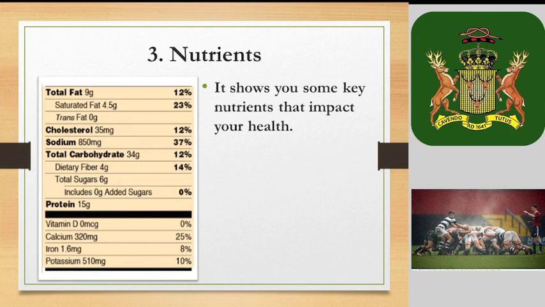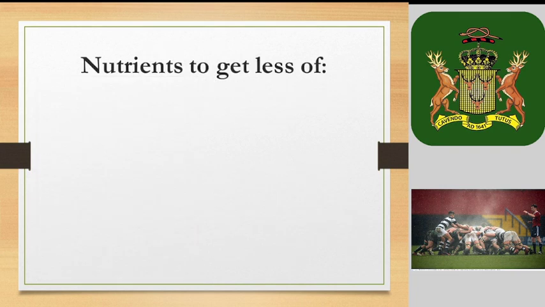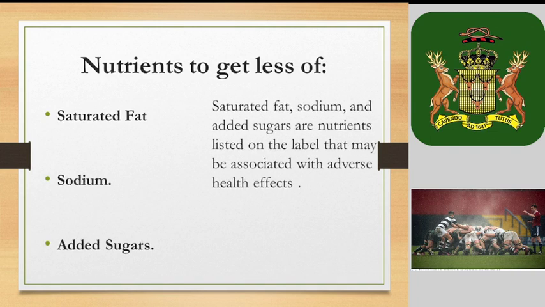It shows you some key nutrients that impact your health. Look for foods that contain more of the nutrients you want to get more of and less of the nutrients you may want to limit. Nutrients to get less of: saturated fat, sodium, and added sugar. These three elements are nutrients listed on the label that may be associated with adverse health effects.